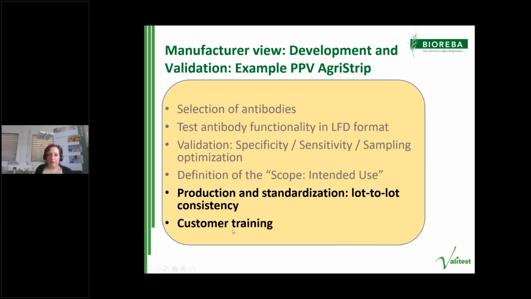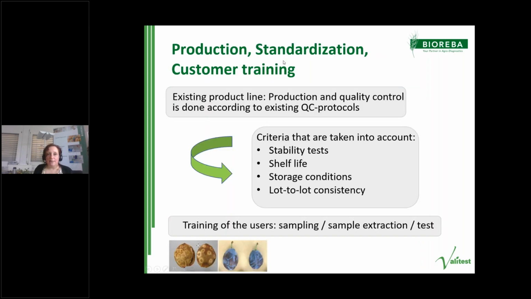Now we want to have a small insight into production and standardization, and also into customer training. Since this Plumpox Agristrip is part of an existing product line at BIOREBA, a product line we have had for more than 10 years, we can use standard operation procedures for production and quality control. So we have all our quality control protocols available. The criteria that we take into account are stability tests, shelf life, storage conditions, and also lot-to-lot consistency.